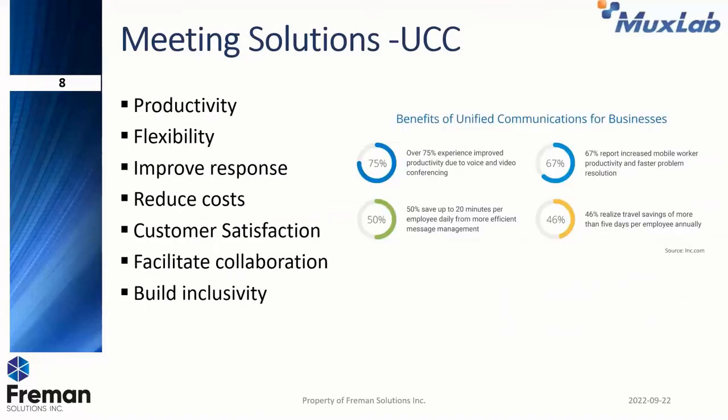Why do people look into having UCC? Why do they want to do this unified communication and collaboration? You're going to have an increase in productivity. It gives you flexibility. Not everybody has to be in the same site when you're having a meeting. That doesn't only mean work from home. They can be in another corporate site. They can actually be at a work site, at a customer site, and still participate.